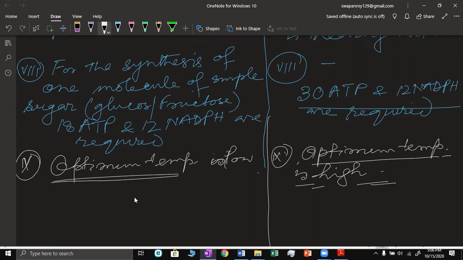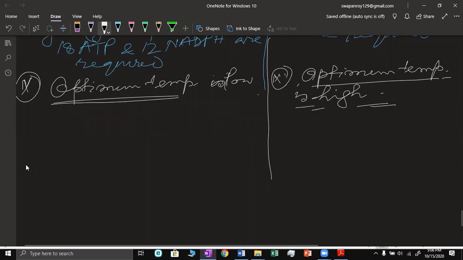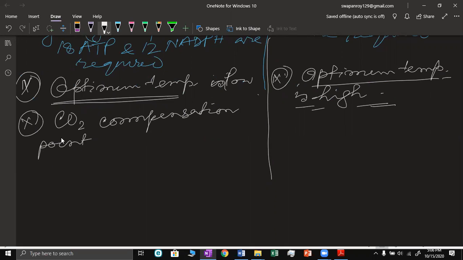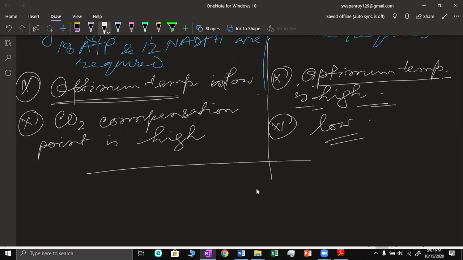Then there is one called the carbon dioxide compensation point. Here the carbon dioxide compensation point is very high. Carbon dioxide compensation point is high. Here the carbon dioxide compensation point is low.